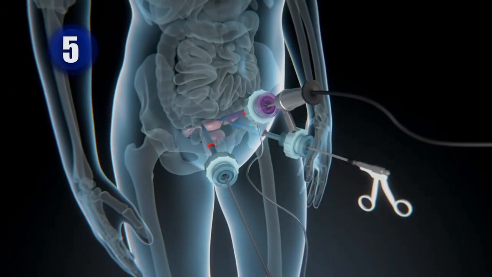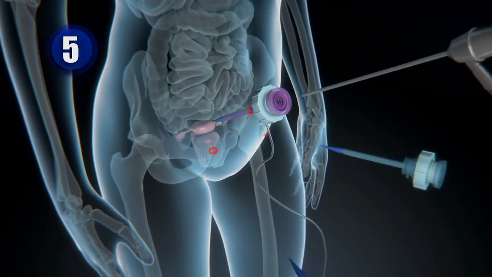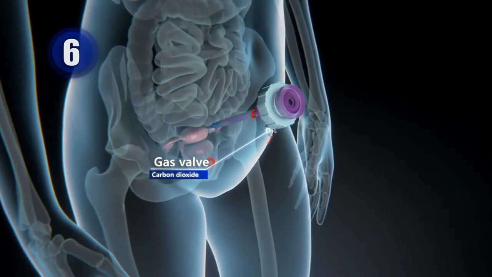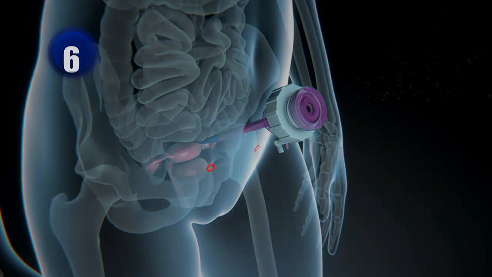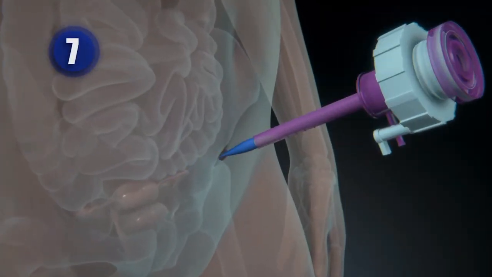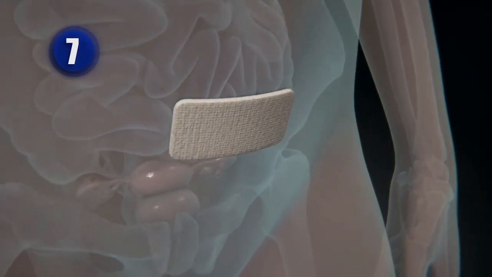A specific gas valve is left in place after removal of the laparoscope and other surgical tools to allow the entire amount of carbon dioxide to escape from the abdomen. The keyhole incisions are now closed with stitches or staples and then bandaged.